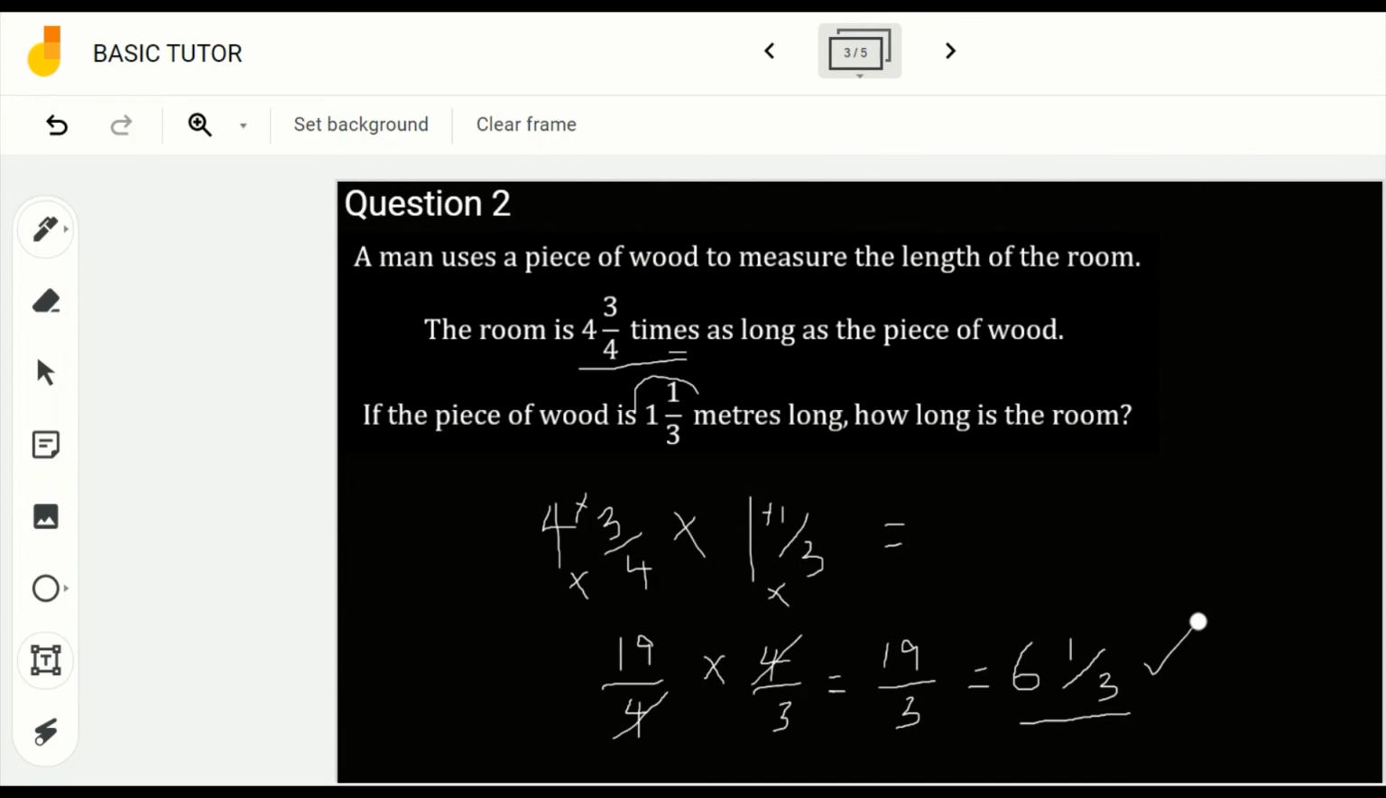So this is how we solve word problems. Again, the first step is to understand the problem. Step 2, you plan out what to do, and step 3, you work out the question.